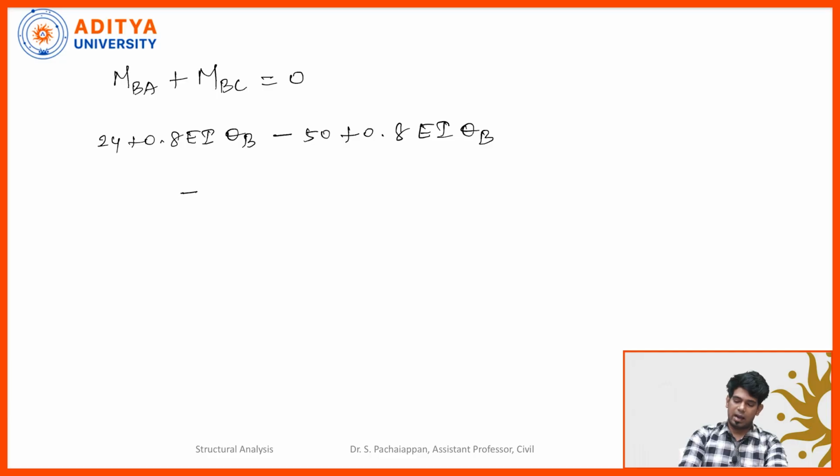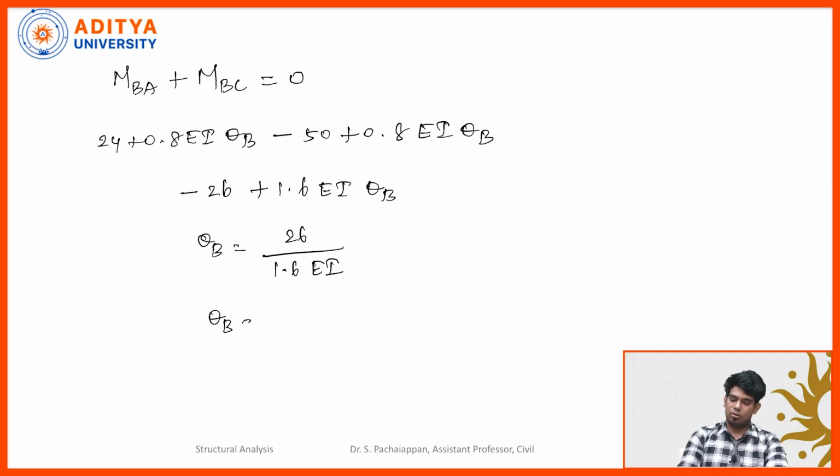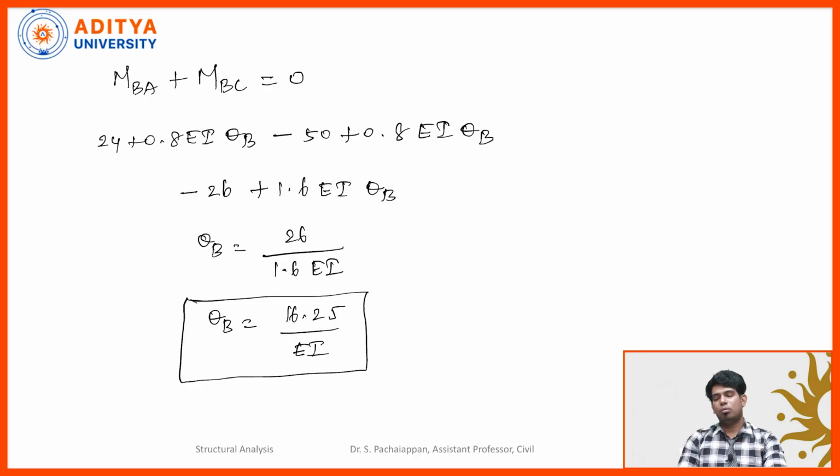So, adding minus 50 and minus 24, I will be getting minus 26, and adding 0.8 plus 0.8 will become 1.6 EI of theta B. So, theta B is equal to 26 divided by 1.6 times EI. In a simpler manner, theta B is equal to 16.25 divided by EI. So, we got the theta B value. After getting this, finding the final moments is very simple, because our equations 1 to 4 comprise theta B. We are going to substitute this theta B into the first equation, second equation, up to the 4th equation, and we will be getting all the moments.